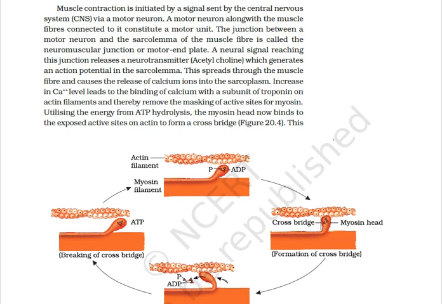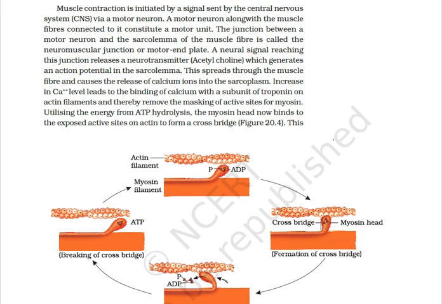This combination inactivates the troponin-tropomyosin complex, and conformational changes occur in the structure of tropomyosin. As a result, it gets detached from the active sites of actin or F-actin filaments, and thus the active sites become uncovered.